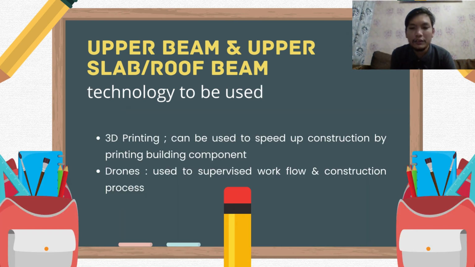Technology that can be used in the future for construction of upper beam and upper slab or roof beam. First one is 3D printing. It can be used to speed up construction by printing the building components like slab, beam, walls, and other components. The next one is drone. It can be used to supervise workflow and construction process.